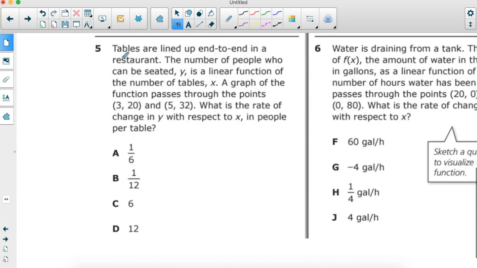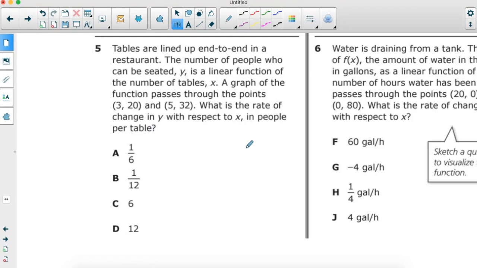Number 5, tables are lined up end to end in a restaurant. The number of people who can be seated, y, is a linear function of the number of tables, x. A graph of the function passes through the points (3, 20) and (5, 32). What is the rate of change?